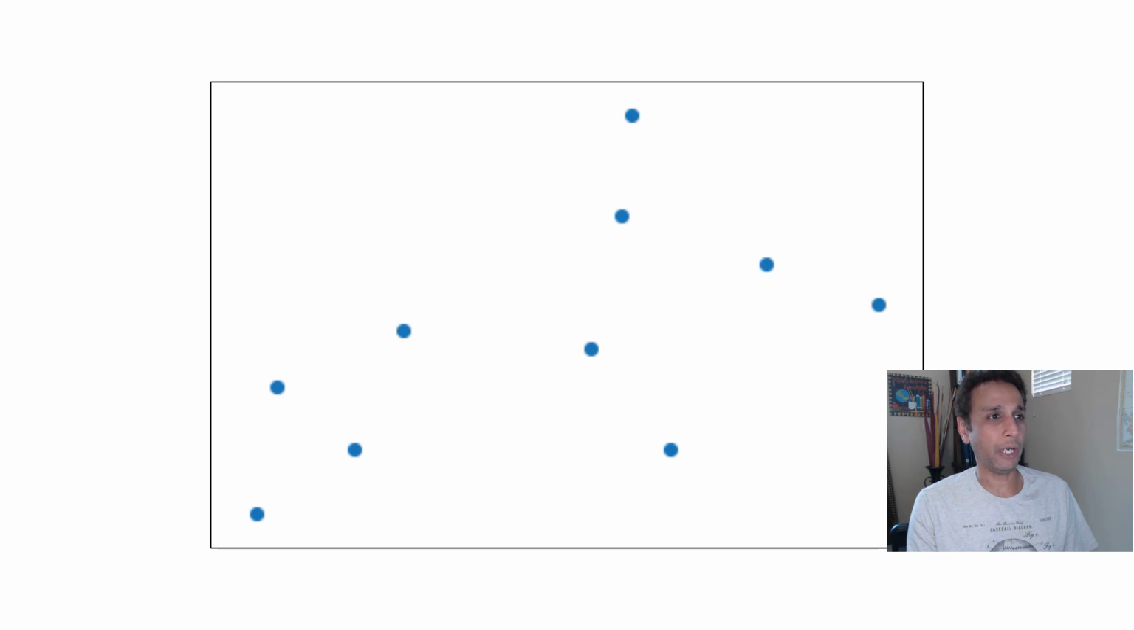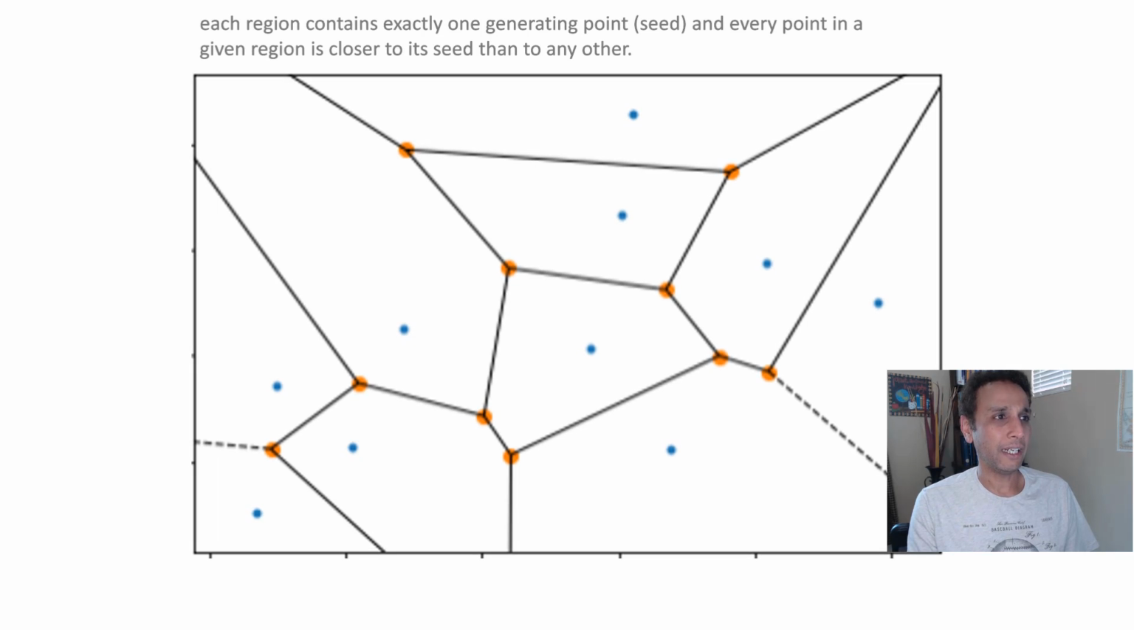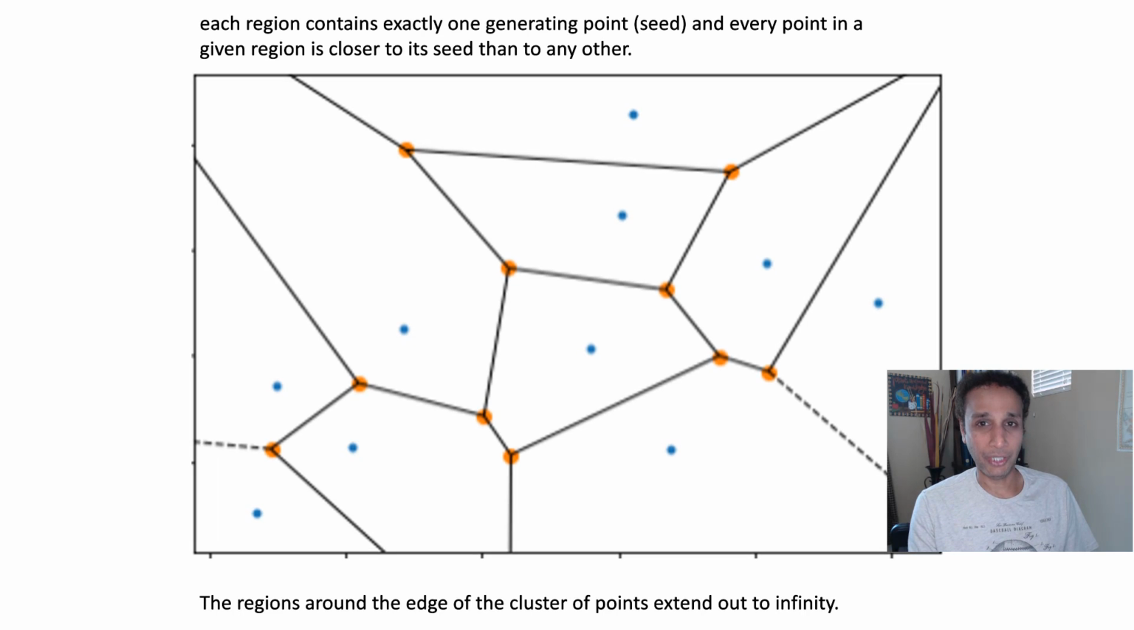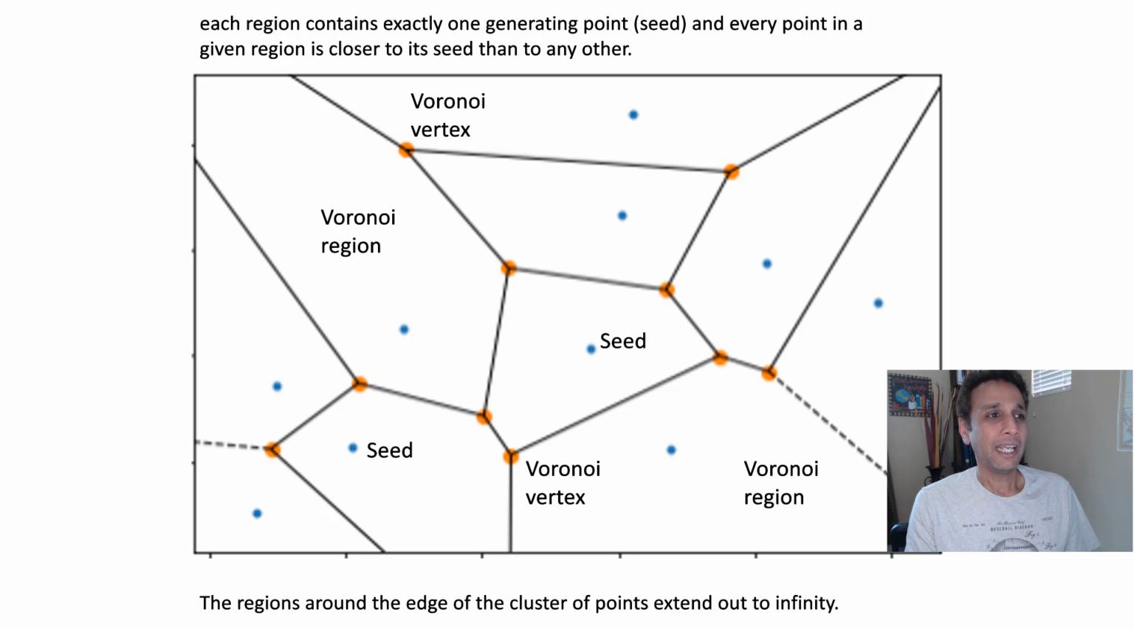So here, let's just put a whole bunch of random points right there and divide this. And this is what you get. These are the Voronoi regions, and each region contains exactly one generating point. You see, that region has one point. This region has one point. And the regions around the edge just extend to infinity. And these are the seeds, the ones in blue that we provided. And this is a Voronoi region. Each of these points is called a Voronoi vertex. Like this is a Voronoi vertex. And that's enough about terminology.